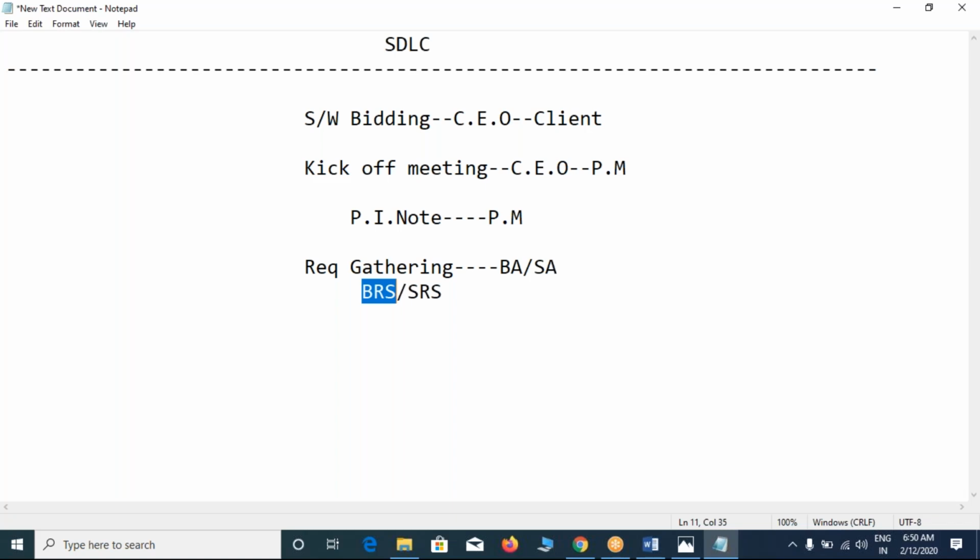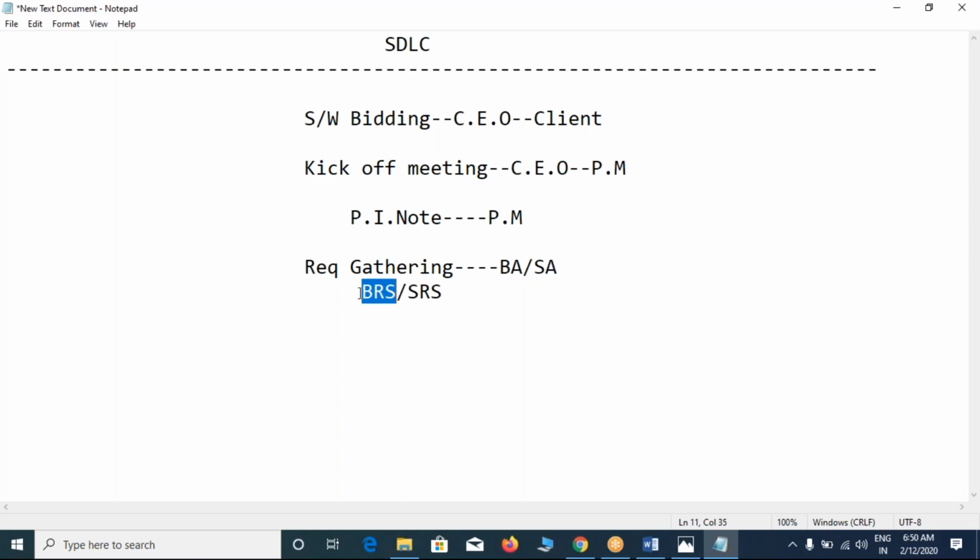Guys, once again, I will repeat, look at my screen. Requirement gathering. First, who will collect the requirement? Yes, the business analyst. What will he do? He will go to the client side. For example, who is our client? Example, HDFC, right? So the business analyst will go to HDFC. He will collect all project requirements and prepare all requirements as a BRS.